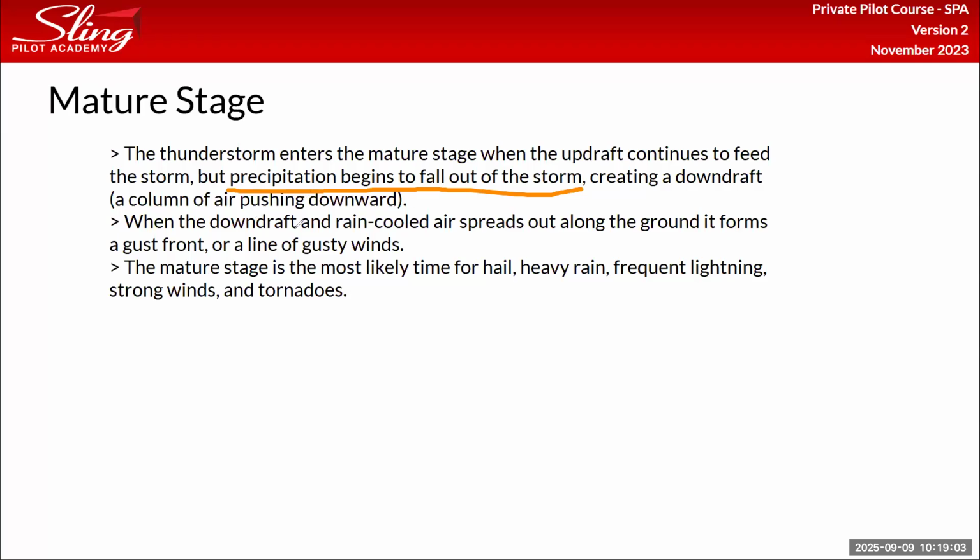Precipitation is falling. Downdrafts and rain-cooled air spreads out along the ground. It can also form lines of gusty wind. Most likely time for hail, heavy rain, frequent lightning, strong winds, and tornadoes if you have an extremely severe thunderstorm, but mostly in the mature stage, you're going to see rain, okay?